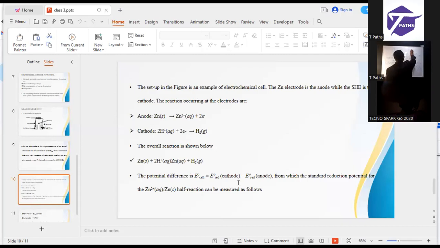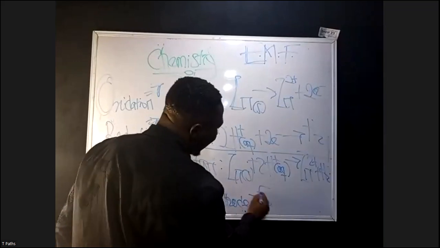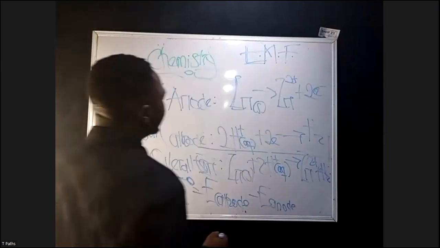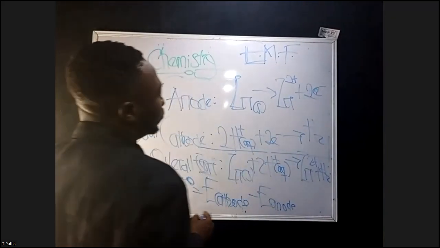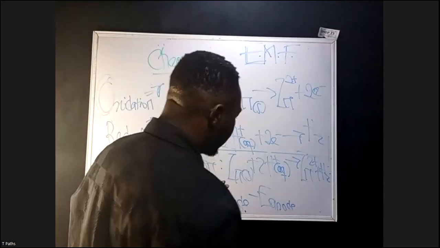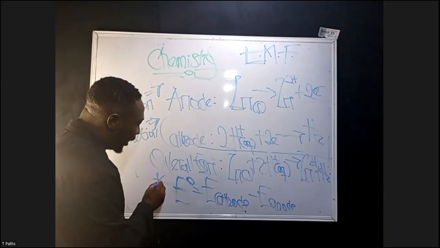Please don't forget this: EMF, electromotive force. So how do we know electromotive force? From what we've done so far today, the electrode potential, that is E naught, standard electrode potential. E naught means standard electrode potential. E is the electrode potential, so that equals E cathode minus E anode. At the cathode here, you can see 2H plus, and at the anode, you can see zinc. This is the formula for you to determine the potential difference.